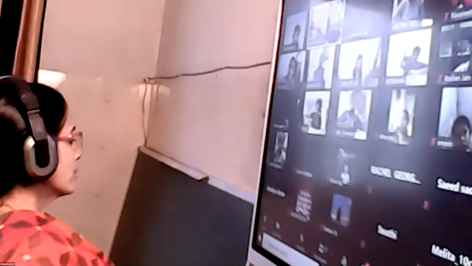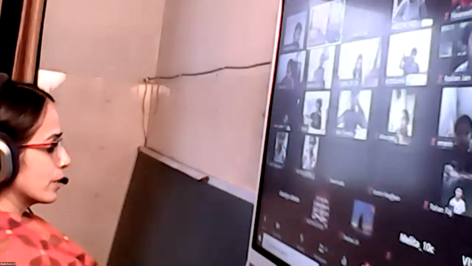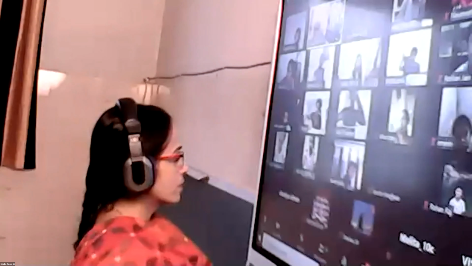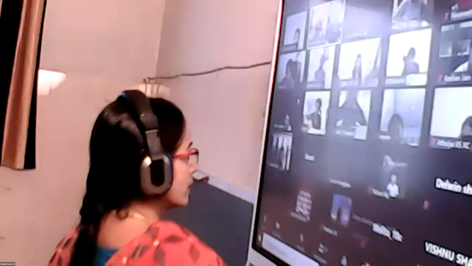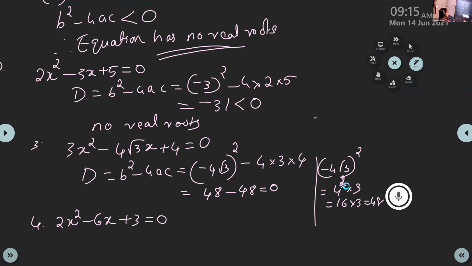If D equal to 0, discriminant D equal to b square minus 4ac equal to 0, what will happen to the roots? Two equal roots. So write that: the equation has two equal roots. Okay. Now, next one.